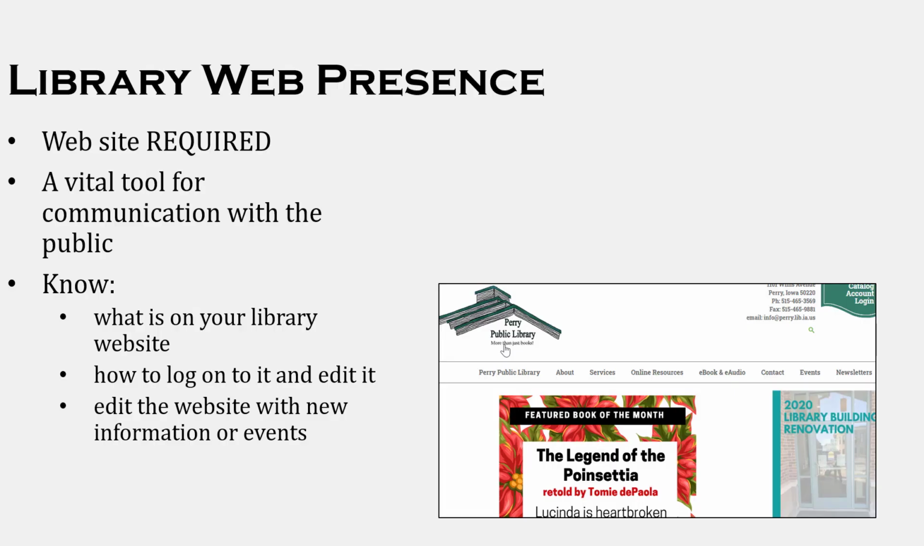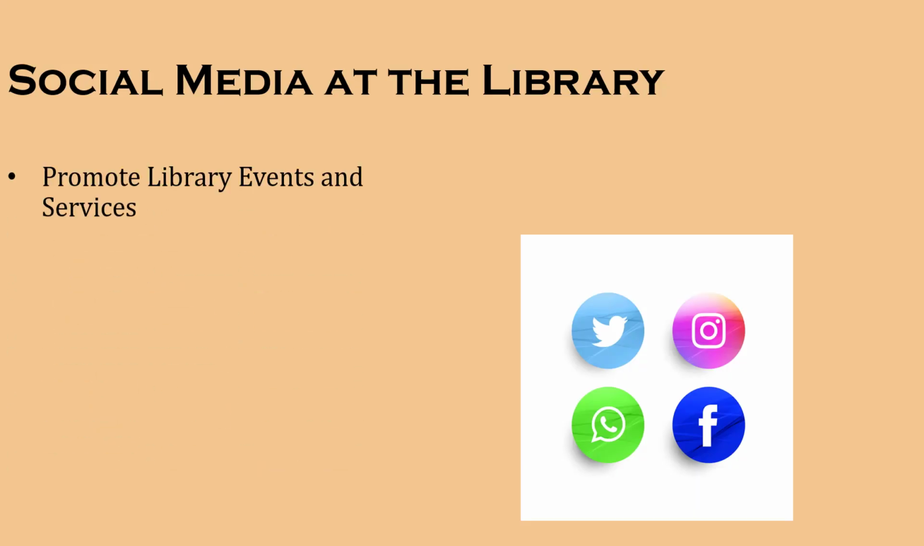A web presence and social media are the last pieces of technology we will cover. All accredited public libraries in Iowa are required to have a website. This is an important tool for communication about your library to the public. Longtime patrons and new people in town will use your library website to find out how to use your library and look for services and events. You should know how to use your library's website and know what information is on it. You may be asked to help edit the website, and if so, you will need to know how to log in and how to make changes to it.